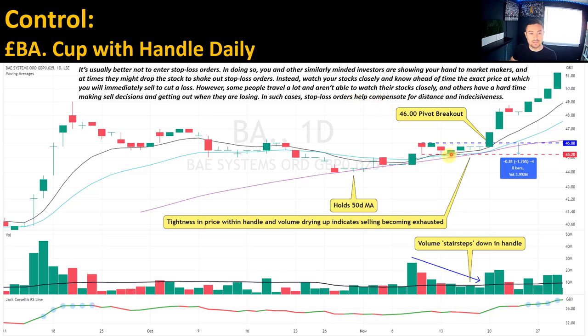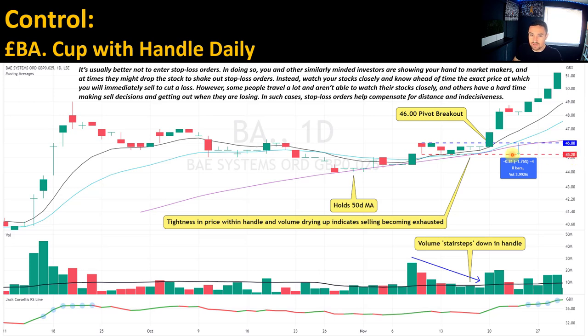But if we look at this here, this is a cup and handle with a low handle that forms. So see how you actually get this mini Darvas box type action. Price goes sideways for around about 7 bars or so. And then do you see the tightness coming through in these bars here? Look how the volume dries up. This is selling becoming exhausted. Same as you saw in the bottom of this cup here, selling is becoming exhausted. But now our handle's really, really tight.